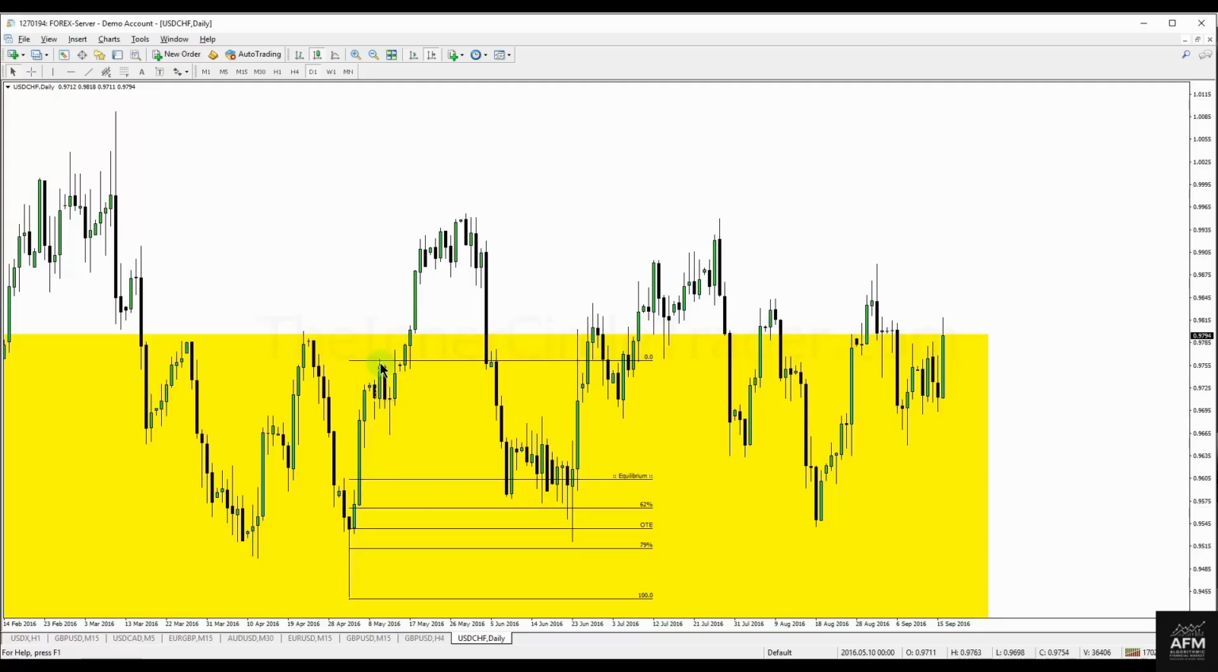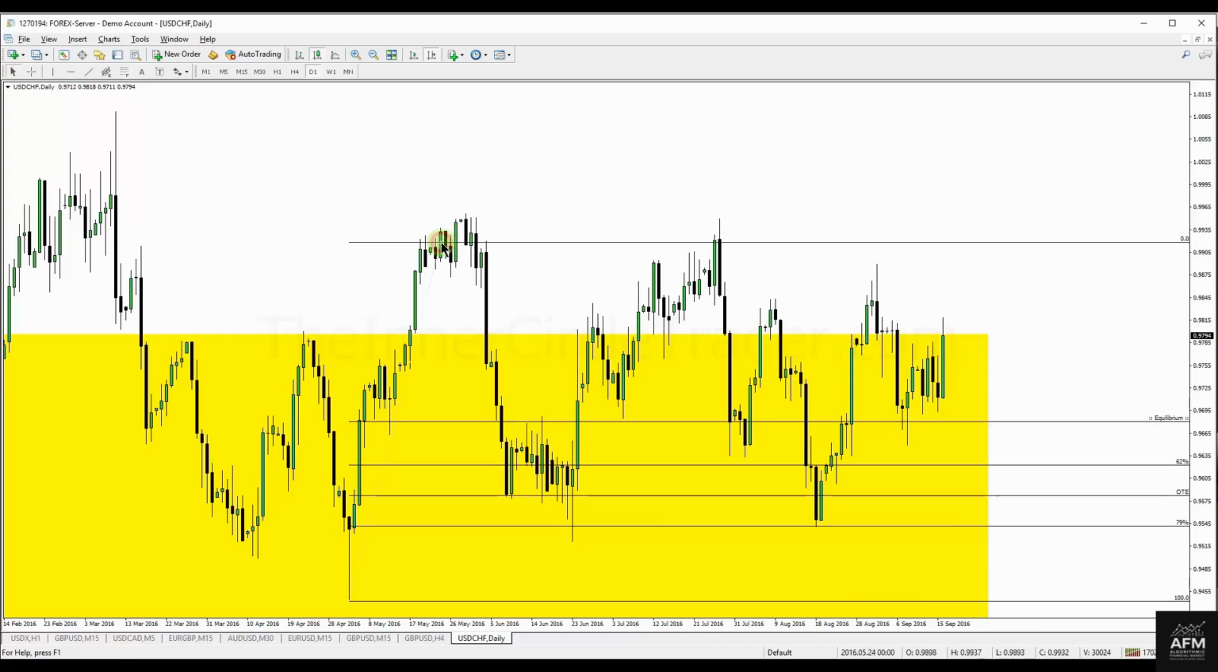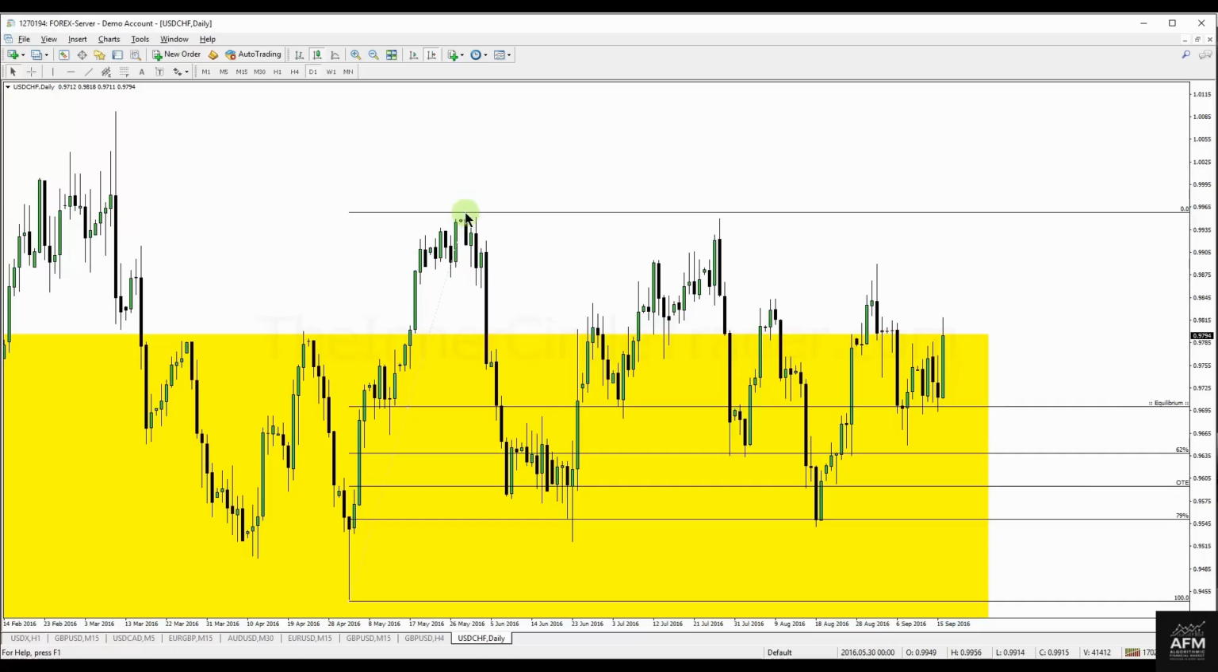Next price leg we look for. Okay, we have this price leg here. We're only focusing on inside the yellow area. That's the shaded discount portion of this market. The dollar Swissy, this current market is at a discount below this line here. This is equilibrium, the top of that yellow shaded area, and below it is discount.